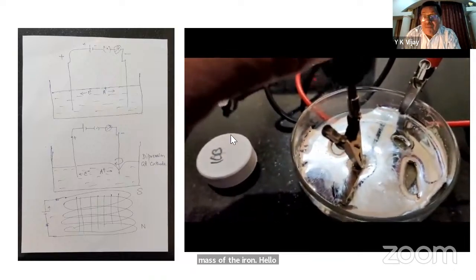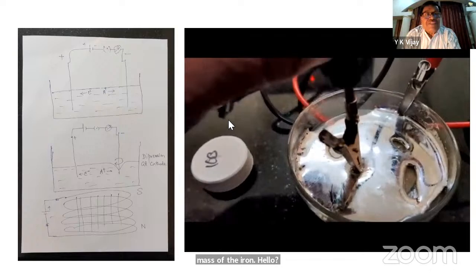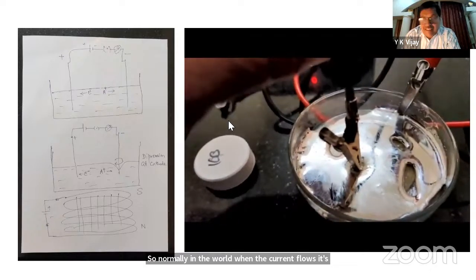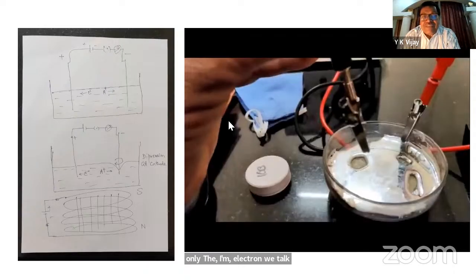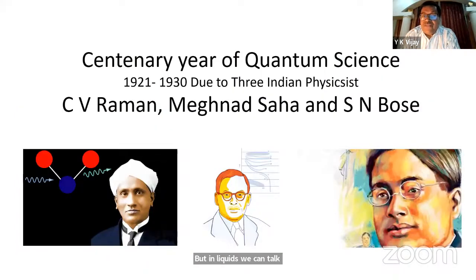So normally in the bulb, when the current flows, it's only the electron we talk about, but in liquids we can talk about the flow of positive ions also. Well, I'm trying to justify that even the resistance of a bulb is not exactly the classical phenomena. It is connected with quantum science phenomena. That is what we like to talk about these days.